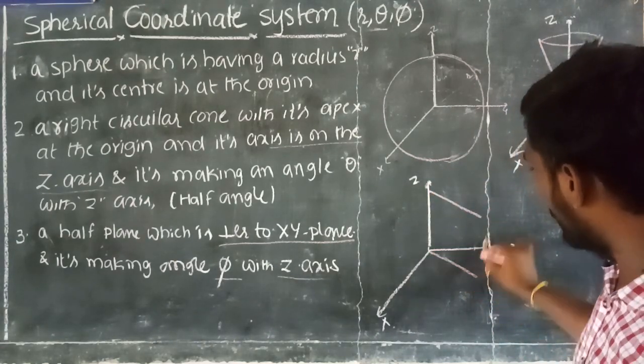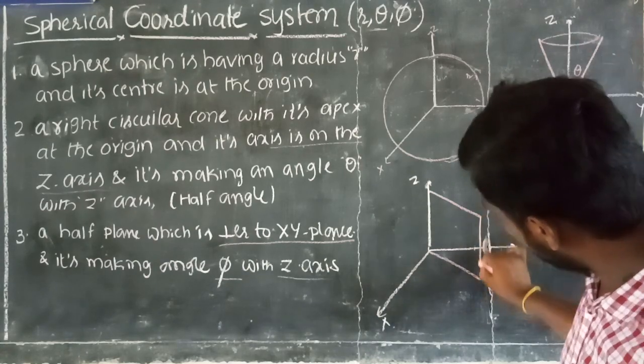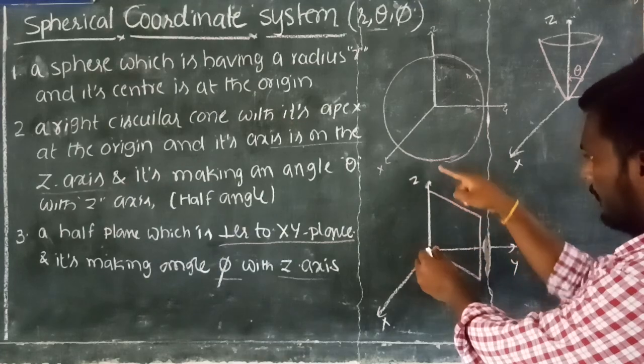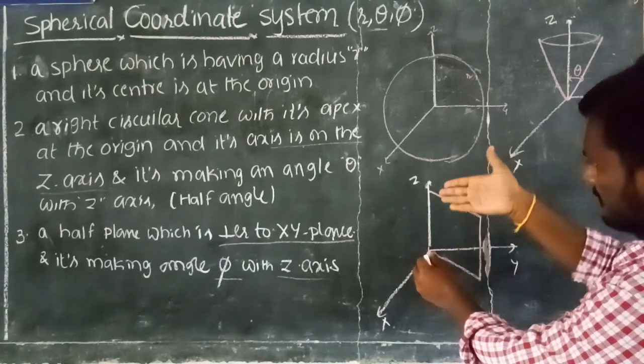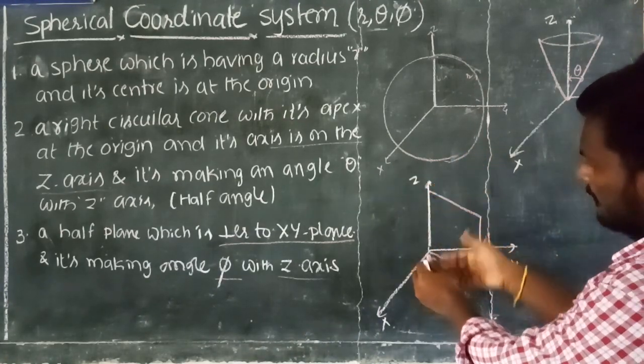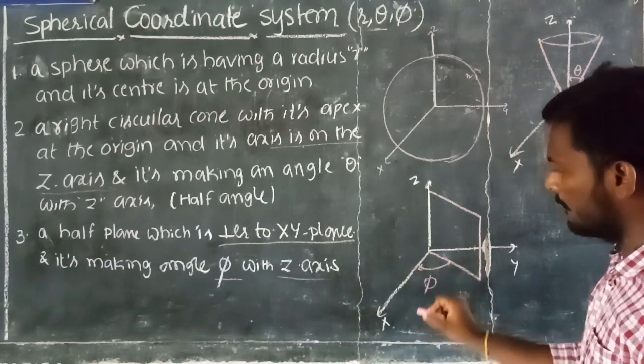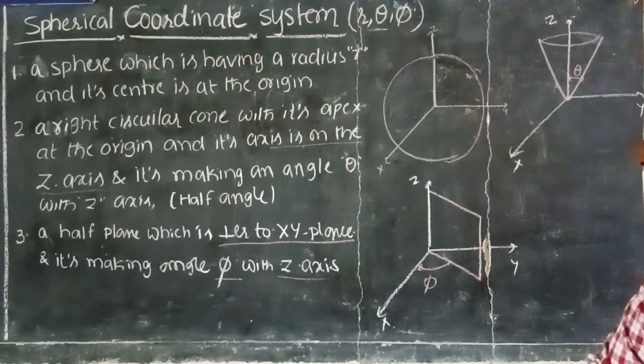See, it is a half plane and it is perpendicular to the xy plane. This is your xy plane, z axis, y axis and the x axis, and your half plane will be like this. That means it is making an angle. How much? It is phi. This phi is also called the azimuthal angle.